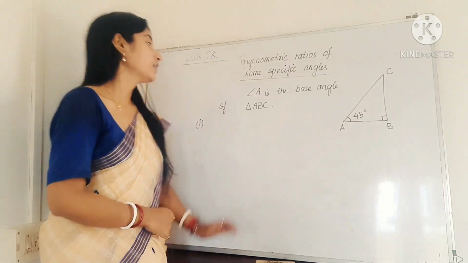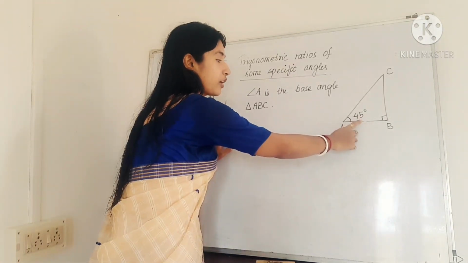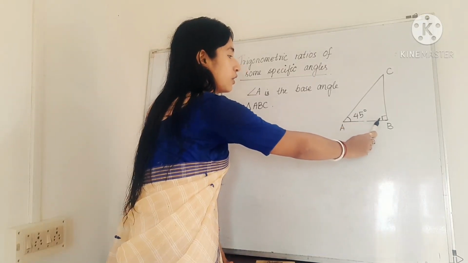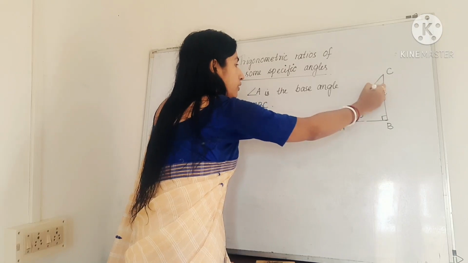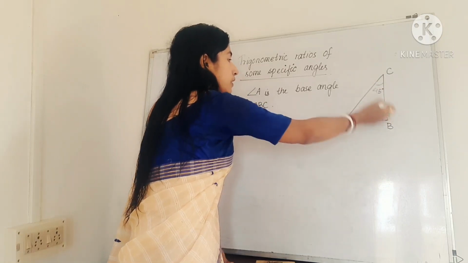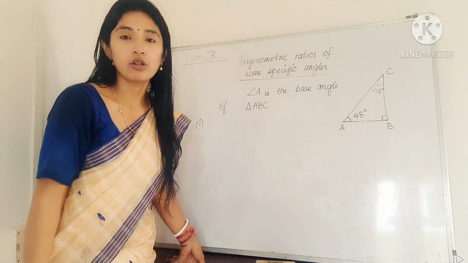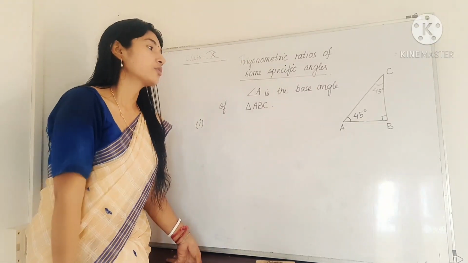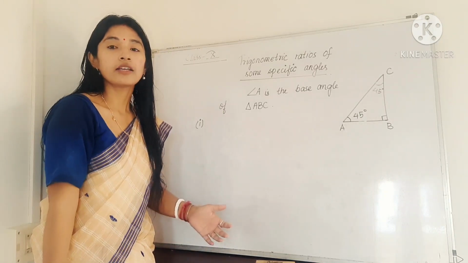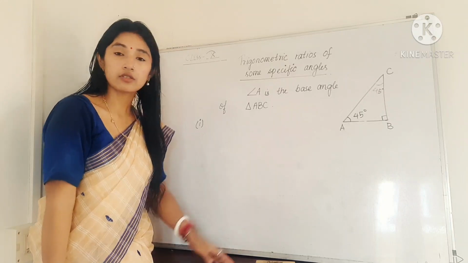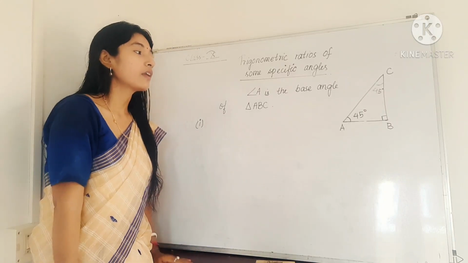So the first one is, if the base angle in a right angle triangle is 45 degree, and the angle B is 90 degree, that means we can find the angle C very easily, and that will also be 45 degree, because the sum of angles of a triangle is 180 degree. Therefore the third angle is also equal to 45 degree. Okay, so now this is an isosceles right angle triangle, because in an isosceles right angle triangle the two sides are equal.